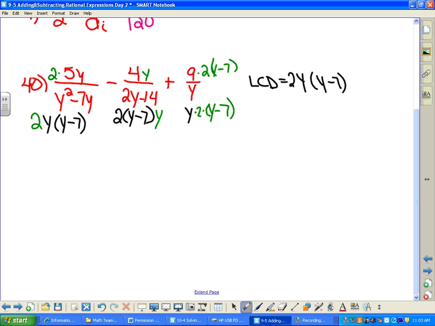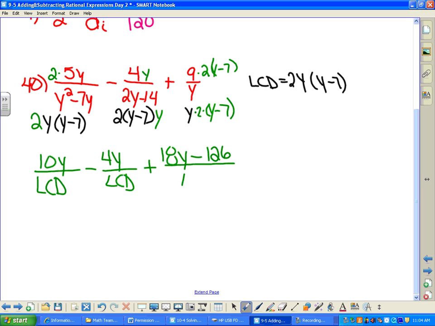Okay, so let's clean up the numerators. On top we have 10y over, now, here's a little trick that I'm okay with. As long as you've written LCD and told me what it equals, if you want to write LCD right here instead of writing it all out, that's fine. But you have to somewhere tell me what that LCD is. Okay? Then we're going to have minus 4y over the LCD plus 18 times that quantity. So let's go ahead and distribute, and it would be 18y minus 126, all over the LCD.